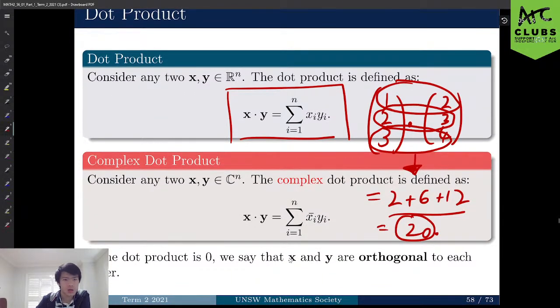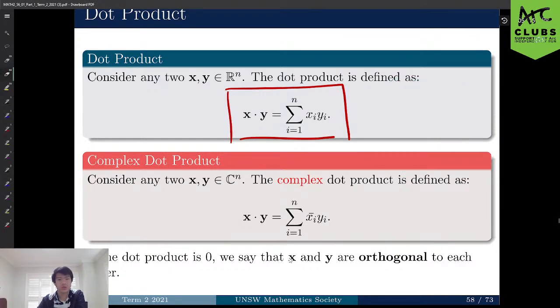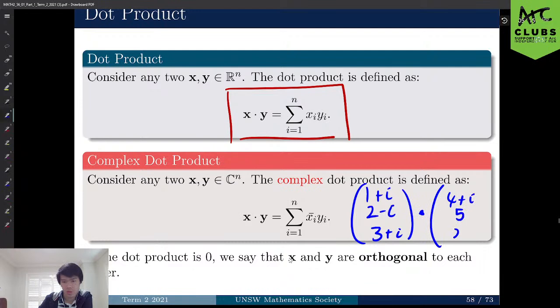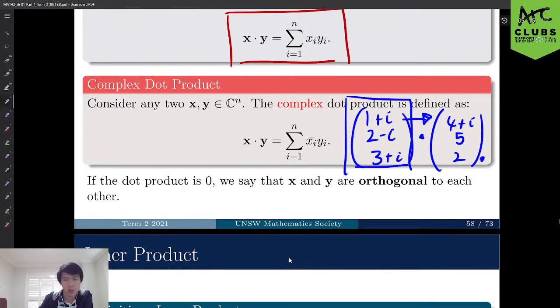We want to extend this to the complex space, so it's really important that we know this complex dot product. Instead of taking just the component-wise products, let's take an example. We're not going to just multiply them together. What we want to do is take the conjugate of the first one first. So instead of just multiplying them, we'll make this the conjugate. So this is going to be equal to 1 minus i times 4 plus i.